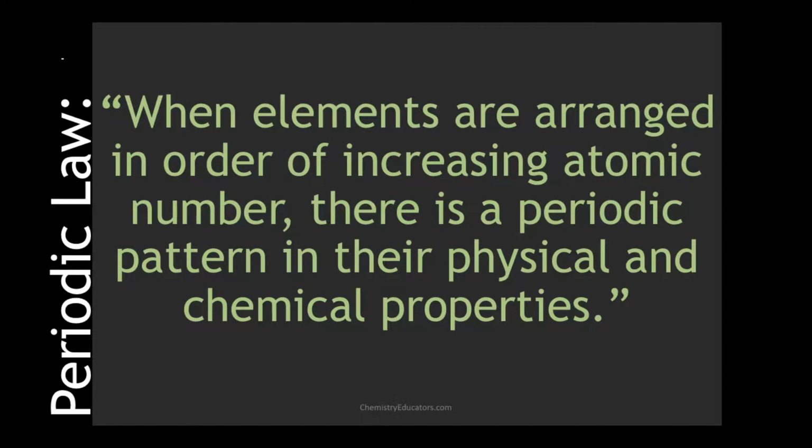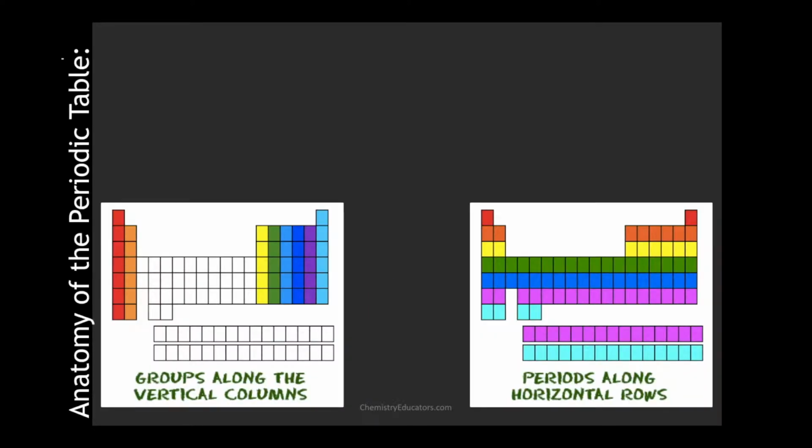Okay, so the periodic law, it just states that when the elements are arranged in the order of increasing atomic number, their physical and chemical properties create a pattern. So there's a pattern of their physical and chemical properties if you arrange them by their atomic number. And we'll learn the patterns kind of throughout this lesson. Not this lesson, but this unit, sorry.